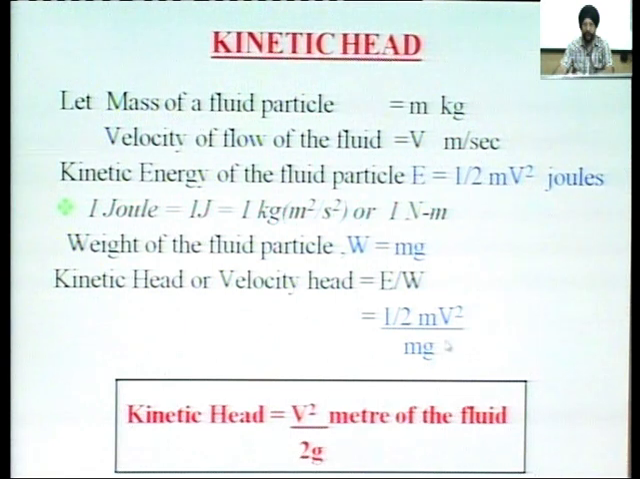So, just put the values of E and W, and just cancelling this m, we get an expression for kinetic head. This 2 will come in the denominator. So, we will get v square upon 2 into g. This will get cancelled, m and m. So, final expression for the kinetic head or the velocity head is v square upon 2g. g is the acceleration due to gravity, in meters of the fluid. So, this is the first type of energy, kinetic energy and kinetic head.